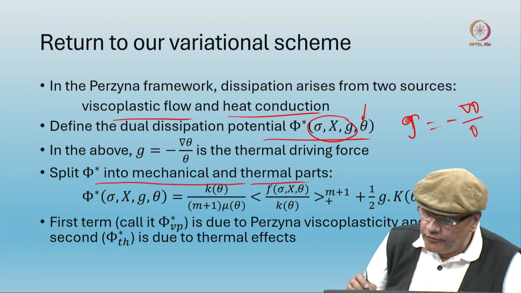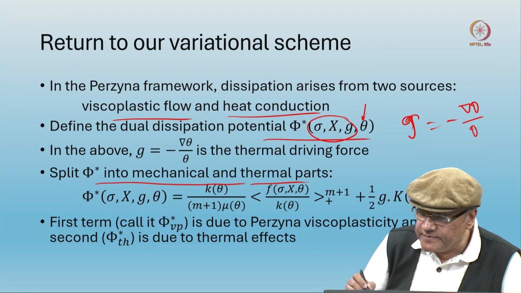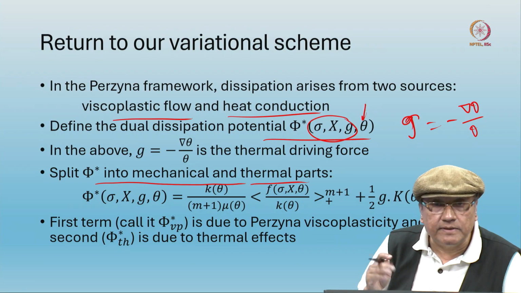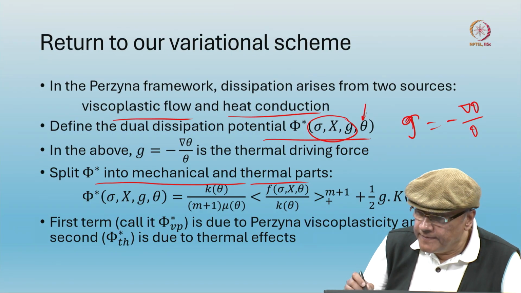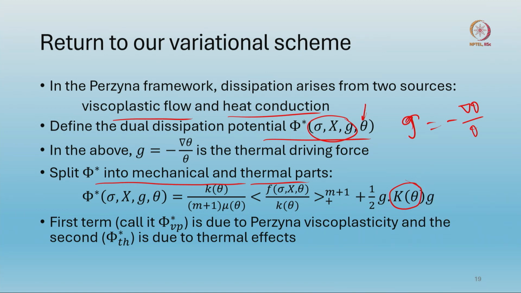So phi star has to be written in terms of these forces. So half of G times k theta times G, where times means with an appropriate inner product, dot product here. This k theta is not directly the conductivity, the heat conduction. It is related to that, because there is a division by theta here and all that. So basically it is a function of the original heat conduction and theta together. So it is related to the heat conduction. This is the thermal part, this is the viscoplastic part.